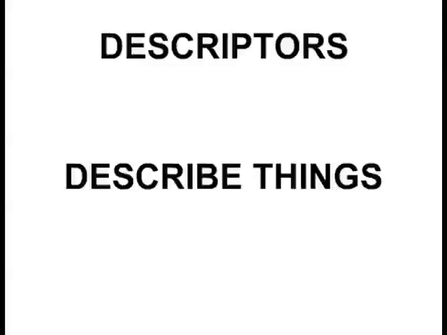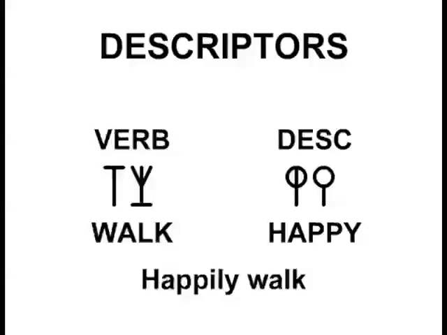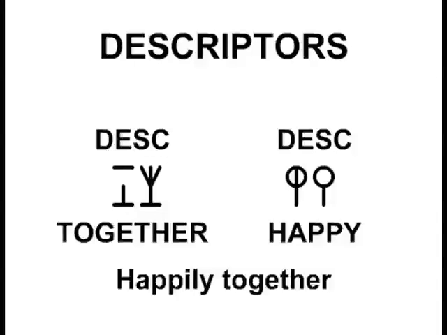Rule 4. Can you guess what descriptors do? That's right, they describe things. Descriptors can act like both adjectives and adverbs. They can modify any part of speech. Descriptors always come after what they modify, unlike in English. The phrase pebeti pibi means happy cat, tike pibi means happily walk, and reke pibi means happily together.